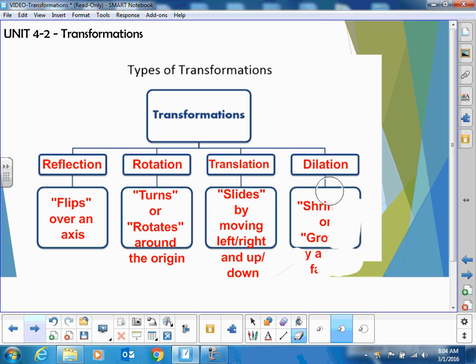And then the last one is dilation. If you've ever been to the eye doctor and they dilate your pupils, which makes them really big, or if you think about how they dilate when you go out in the sun and your pupils get really, really small. So that's what dilation is. It either shrinks or grows by a scale factor. We just talked about scale factor in our last unit, so this shouldn't be very difficult.